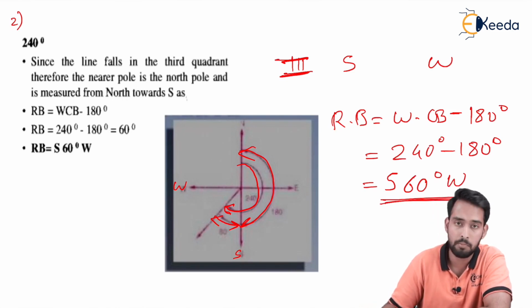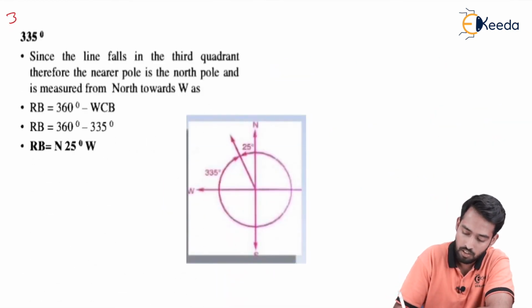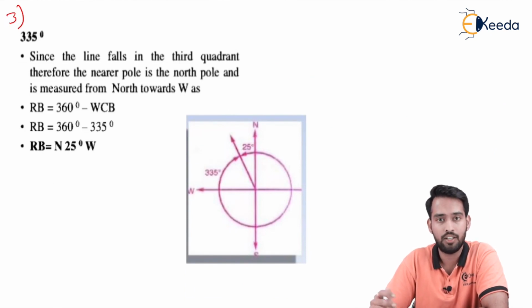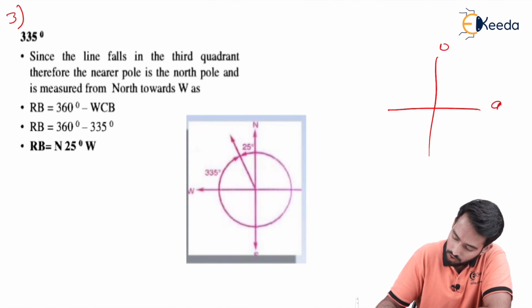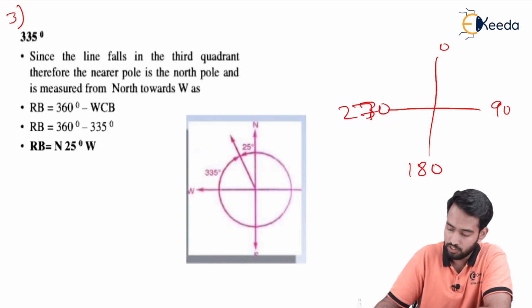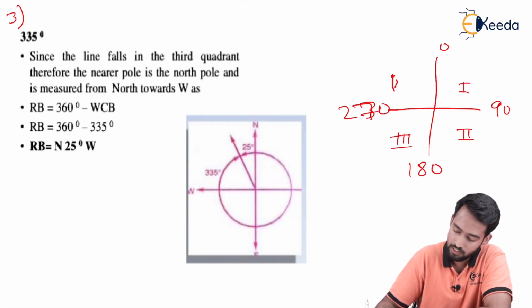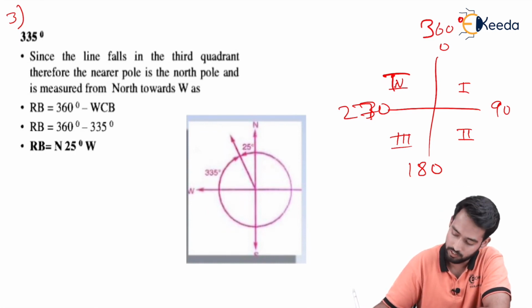Hope you are understanding these simple parts. Moving on to next example. Now we have to convert 335 degree into reduced bearing. Whenever you hear 335 degree, if you can recall the graduated part, 0 to 90 is first quadrant, 90 to 180 second, 180 to 270 third quadrant, and 270 to 360 degrees fourth quadrant. So it will lie in fourth quadrant.